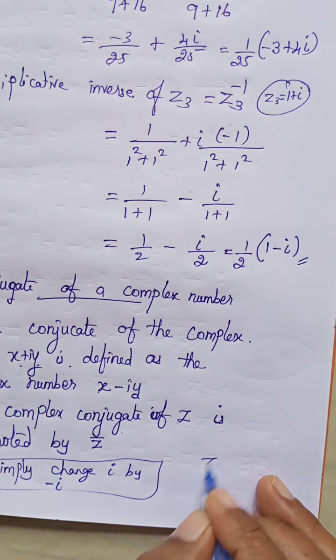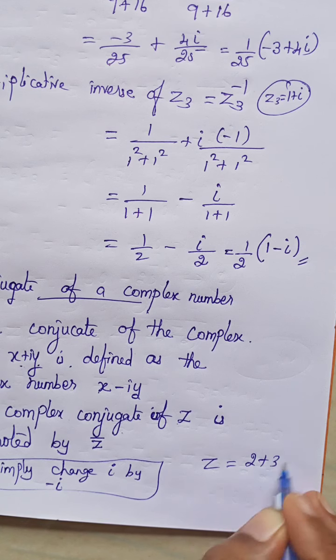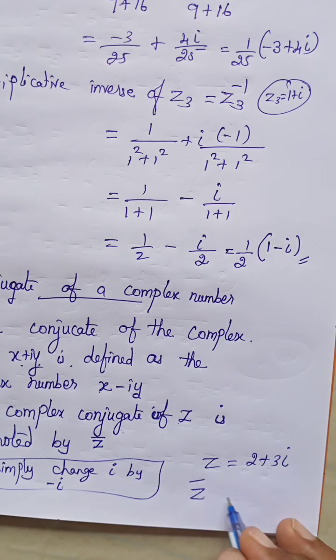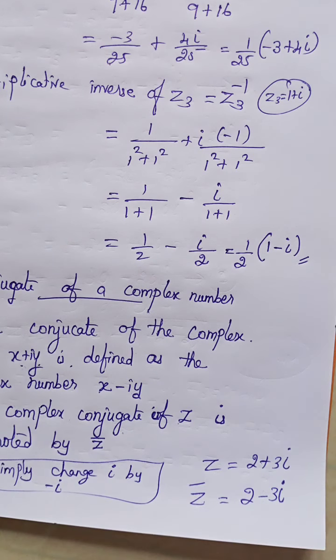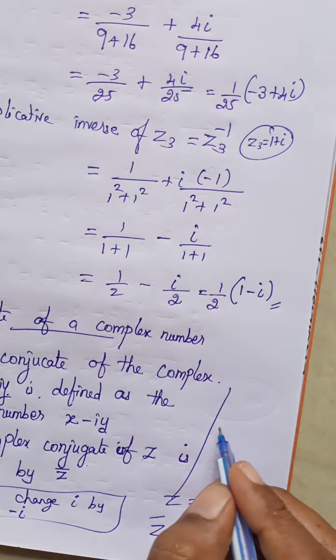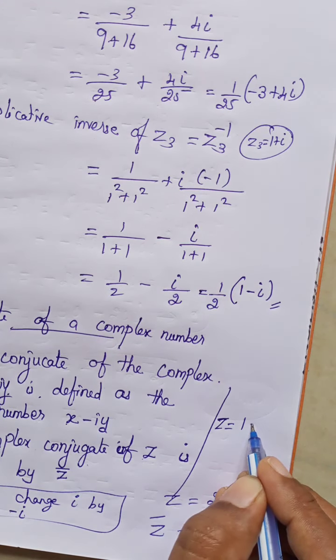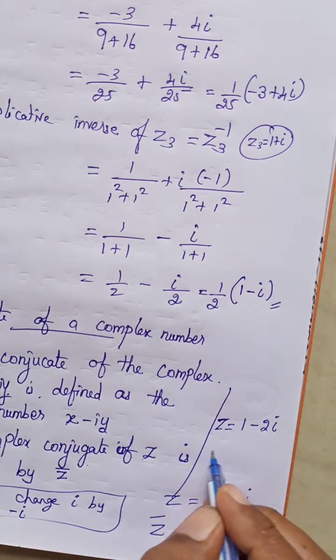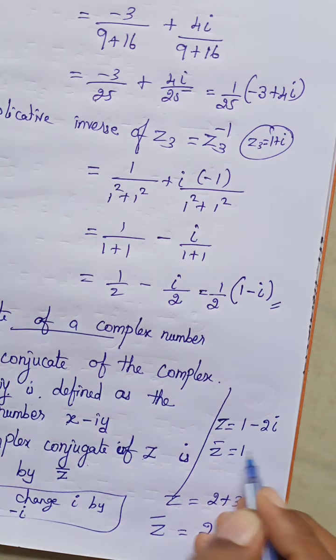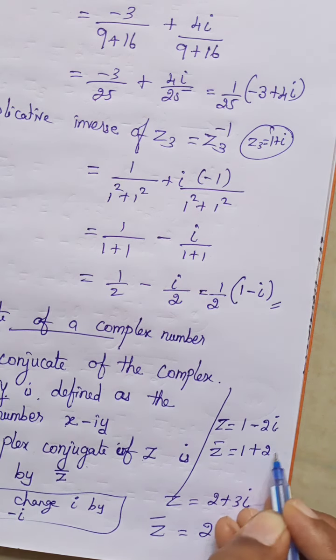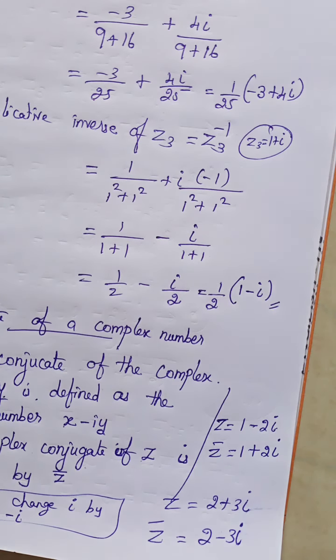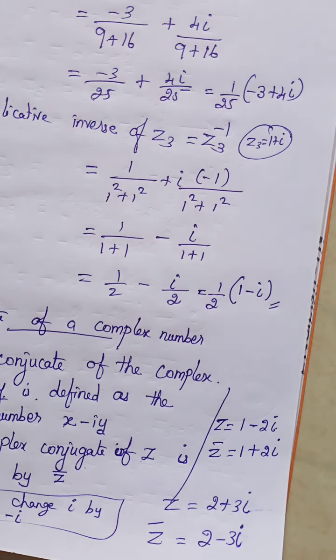If z is equal to 2 plus 3i, z bar, the complex conjugate, is 2 minus 3i. In front of the i, the sign will change. Or if z is equal to 1 minus 2i, z bar is equal to 1, here already minus i is there, isn't it? So it will change to plus 2i. Is that clear? This is the conjugate.